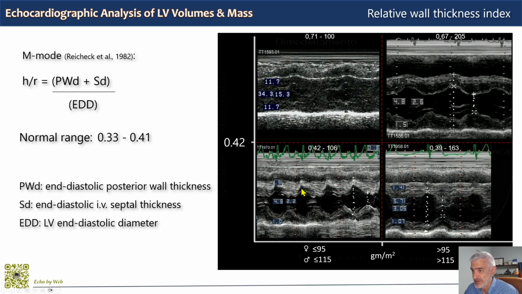So in this patient here with a normal geometry, you have 0.42 for the relative wall thickness and 106 for mass. Up here, the patient with concentric remodeling has still a normal mass, the same mass as the patient down here, but has a high relative wall thickness index. The eccentric hypertrophy has a high mass index, 163, and a normal relative wall thickness. And you can see that both indices are increased in the concentric hypertrophy geometry.